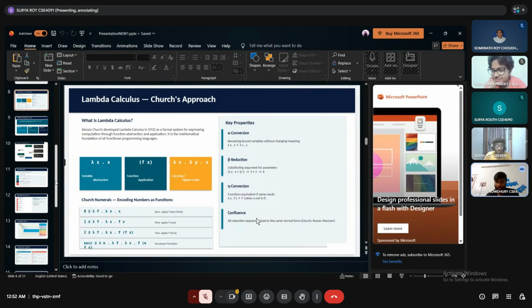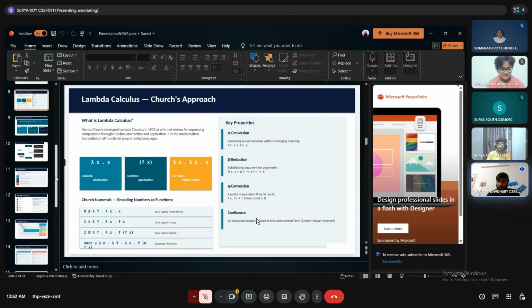Looking at the Church numerals. Now we have four expressions here. Looking at the first one, we can see that f is being applied 0 times. That means it is just returning x. Secondly, we look at the expression and we can see that f is being applied only once. Subsequently, twice, and then at the last we have the successor function.